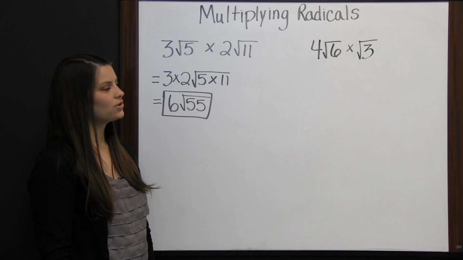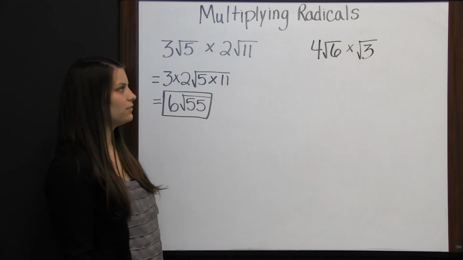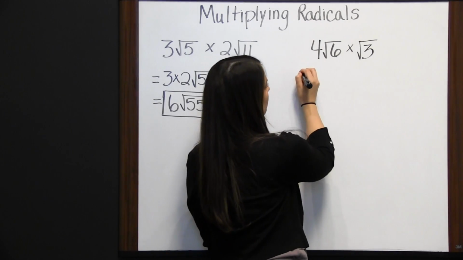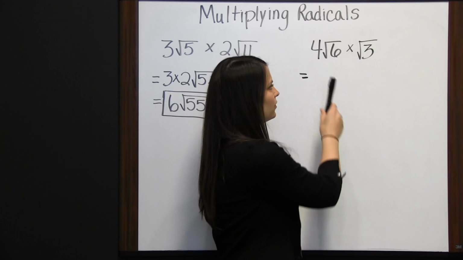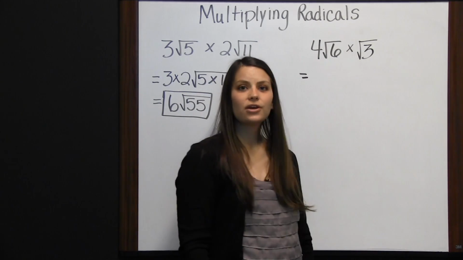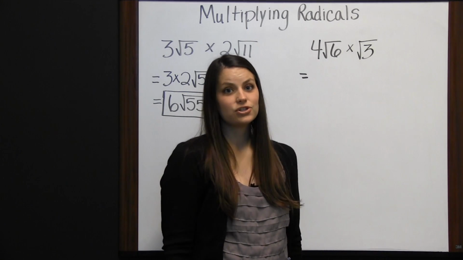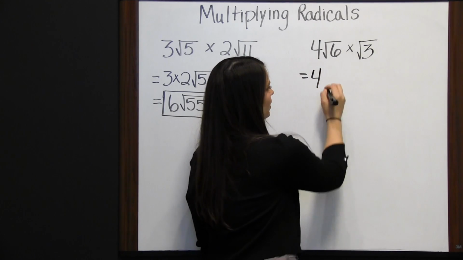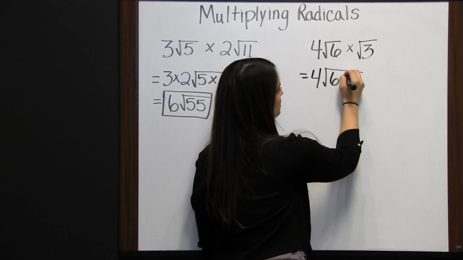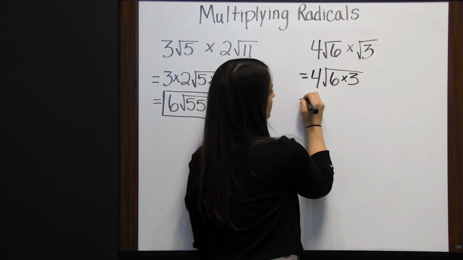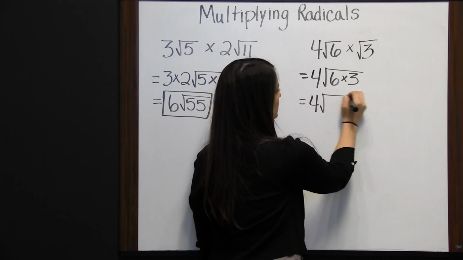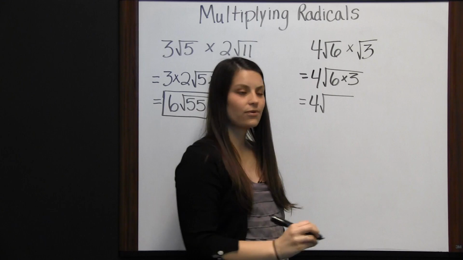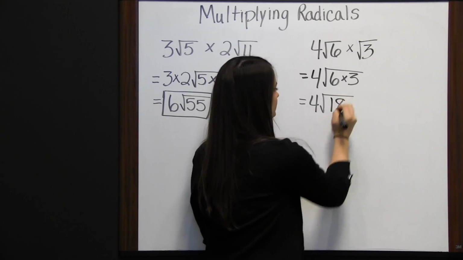Let's look at 4 square roots of 6 times the square root of 3. We're going to start by multiplying our coefficients. 4 times, and the coefficient of the square root of 3 is just 1. So 4 times 1 is 4. Then we have the square root of 6 times the square root of 3. So we have 4 square roots of 6 times 3, which is 18.